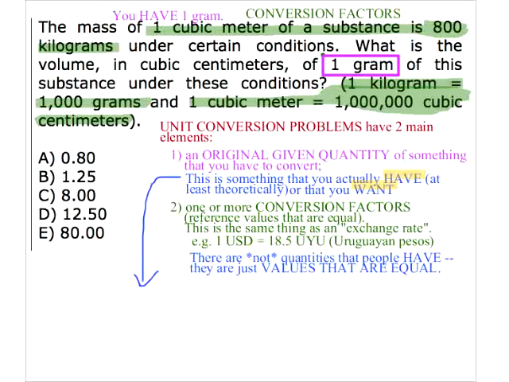So let me just illustrate what I mean. The quantity you have and the quantity you want are the same from a math standpoint. For instance, if I say I have 2,000 Uruguayan pesos, how many dollars is this?